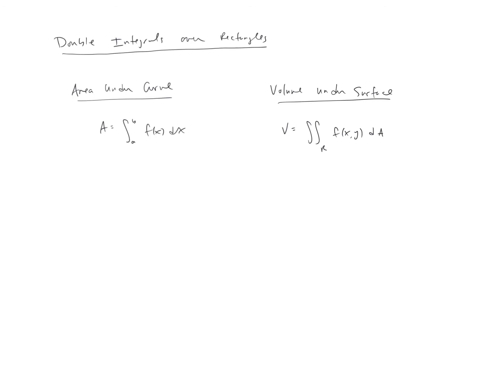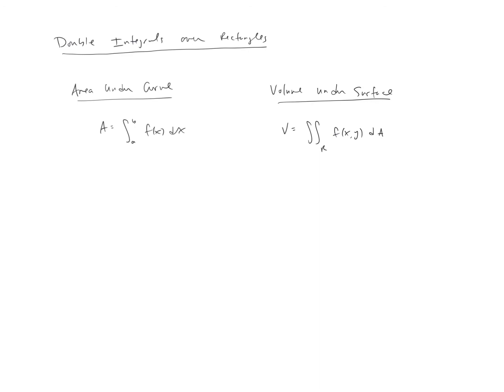And so what we were trying to do is find the area of infinitely many rectangles underneath a curve and then sum them all up. And so that was the basic idea of what we started in Calc 1. Now we're going to transition to a volume under a surface.